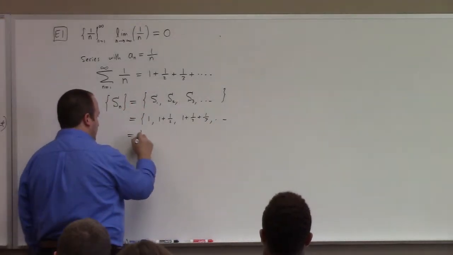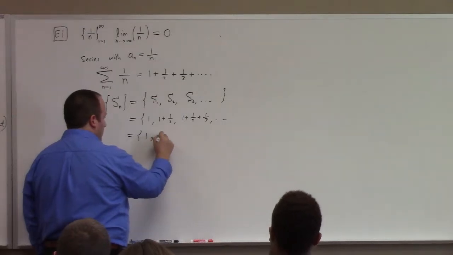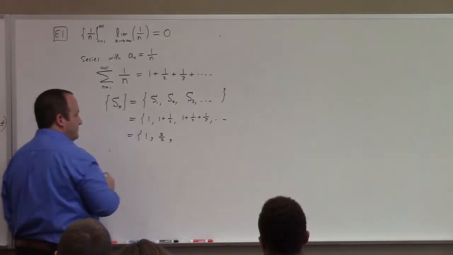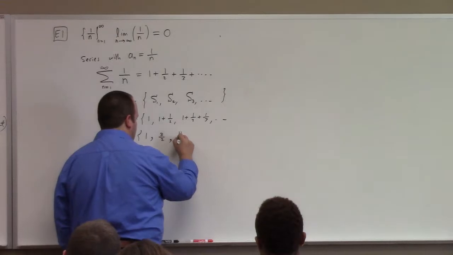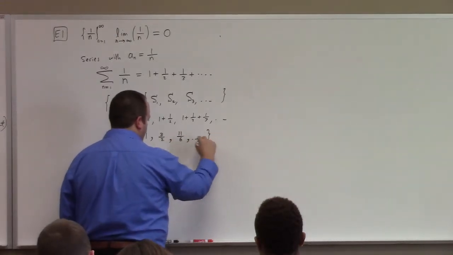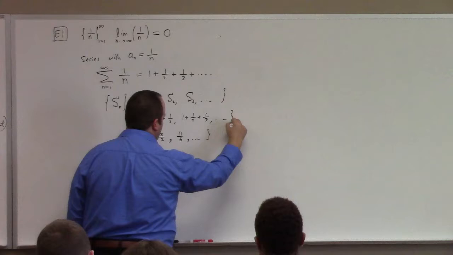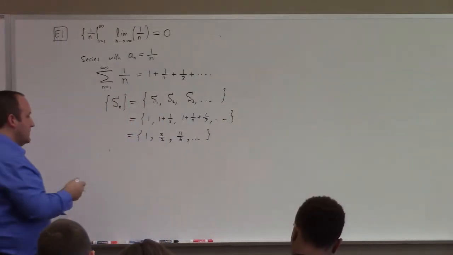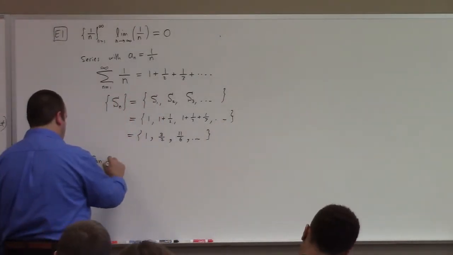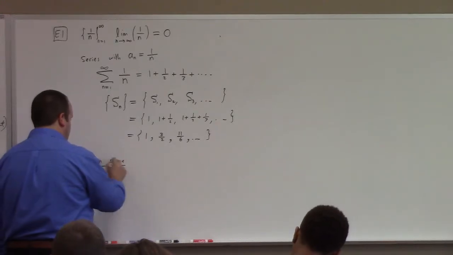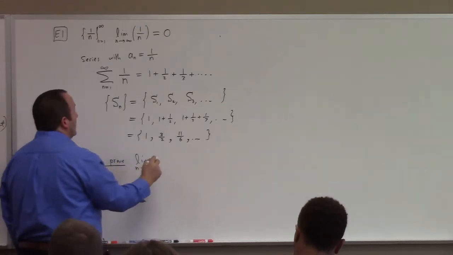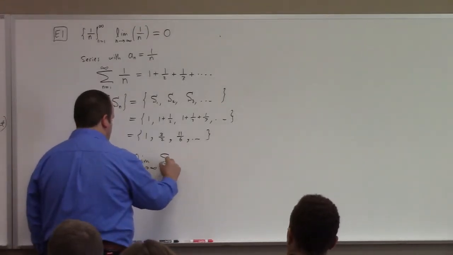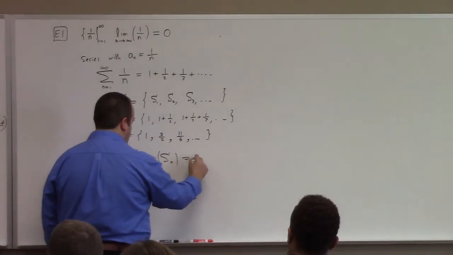Which is 1, 3/2, 6 plus 3 is 9 plus 2 is 11 sixths, I suppose. In fact, you can prove that the limit as n goes to infinity of this Sn is infinity.